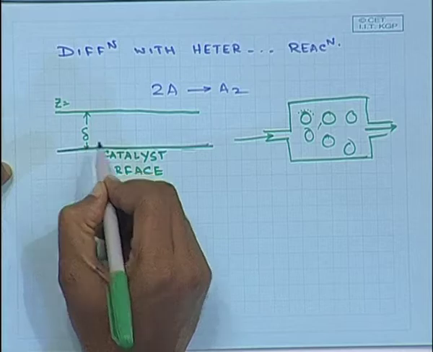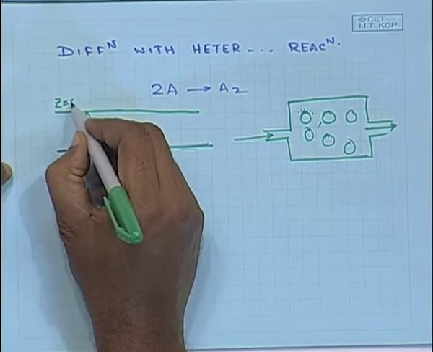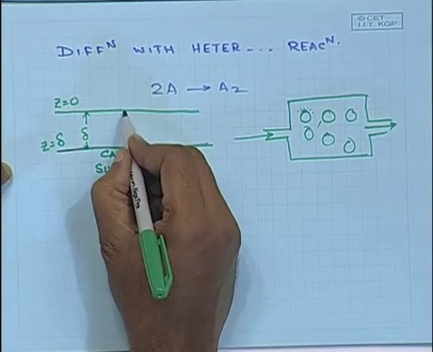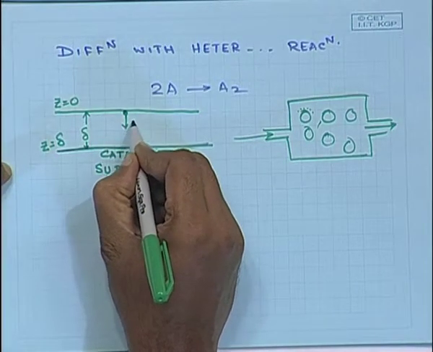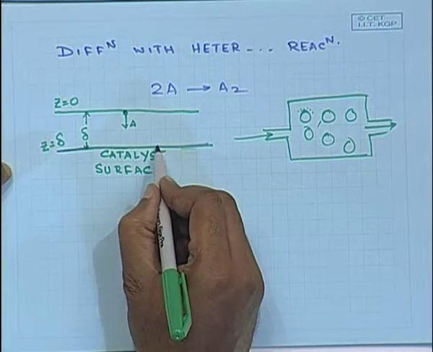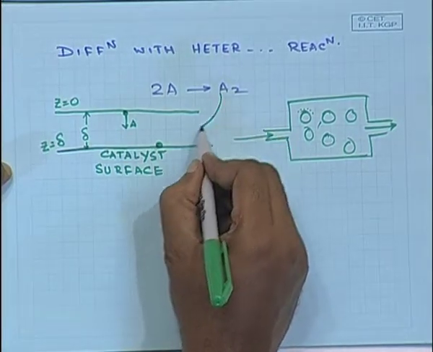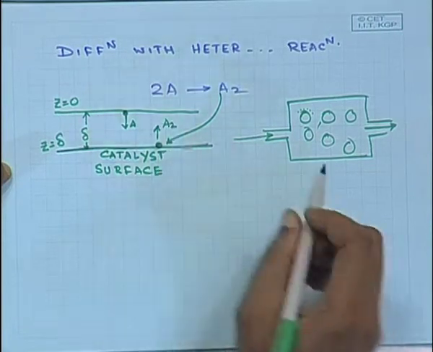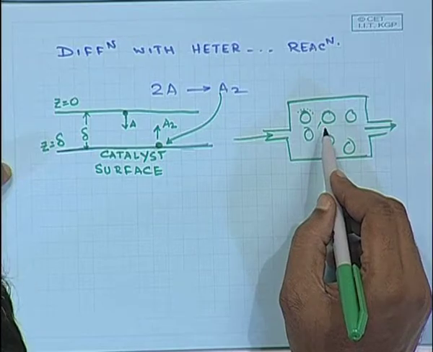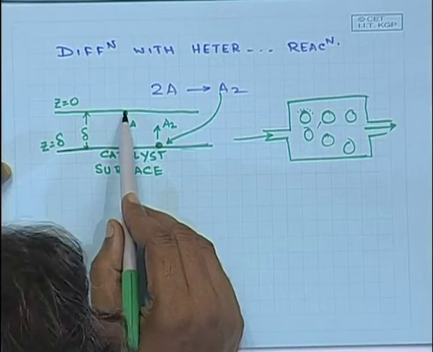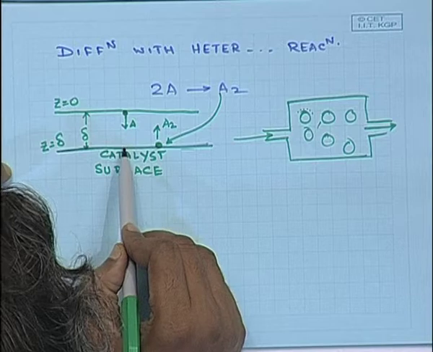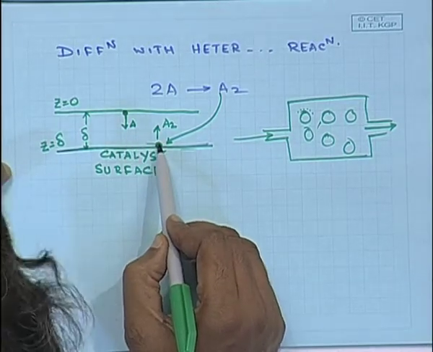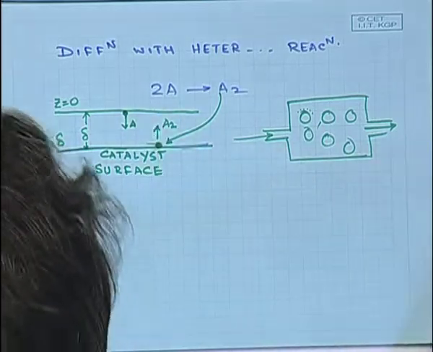This is just a conceptual modeling of the process, it is not an exhaustive modeling. So, this is from z equal to 0 to z equal to delta. A molecules move in this direction. On the surface, this reaction takes place and the A2 molecules move back into the main stream of the gas. So, A starts at the film, diffuses towards the catalyst surface, forms A2, A2 moves back.